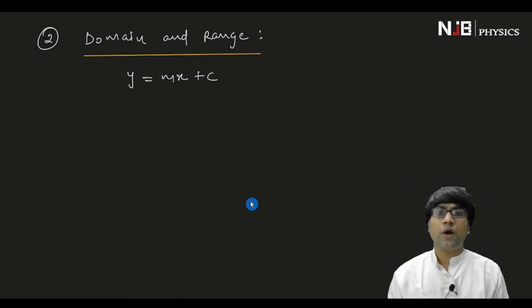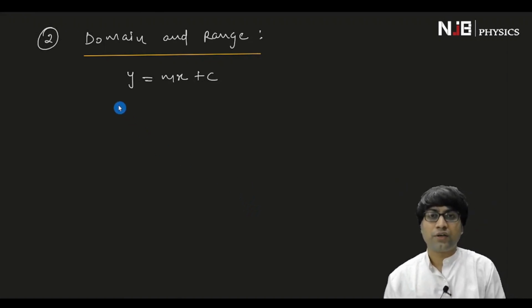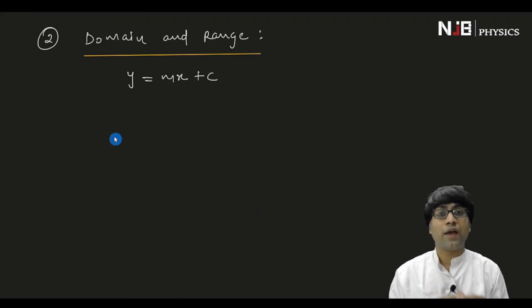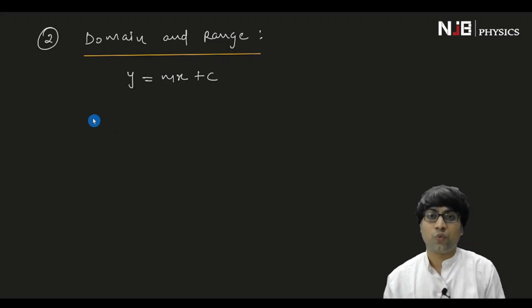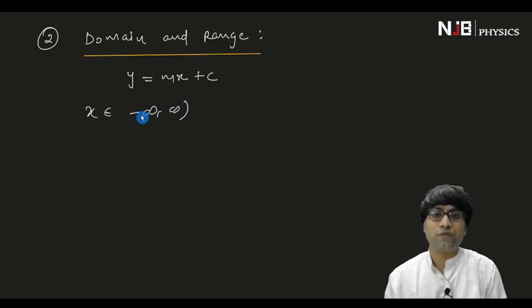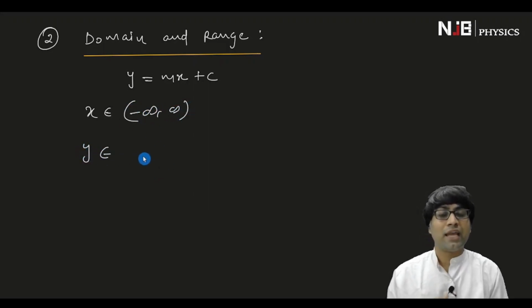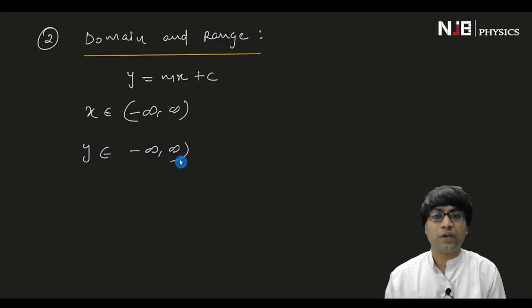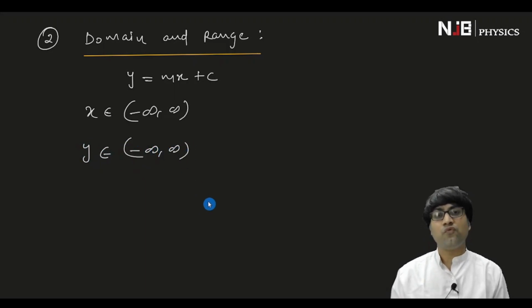Well, let us now talk about the domain and range of this linear function. Domain means all values that the independent variable x can take, and range the corresponding values that the dependent variable, that is y, can take. Well, x will be any real value from minus infinity to infinity, so there are no restrictions on x. Similarly, y can take any values from minus infinity to infinity in case of a linear function. So this is about domain and range.